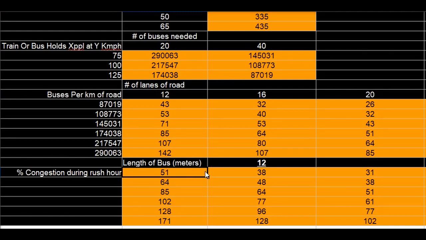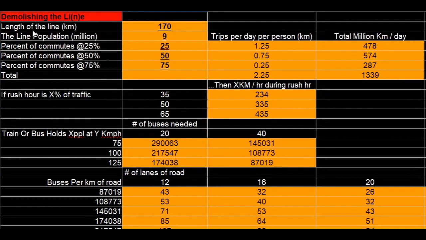So the next video I'm going to do regarding demolishing the line is going to talk about the train system and the acceleration and deceleration of the train, the loading and unloading of the train, the length of the train, stuff like this, how far the train stops will be. I guess we'll do trains and buses. So that'll probably be the best way to do it.